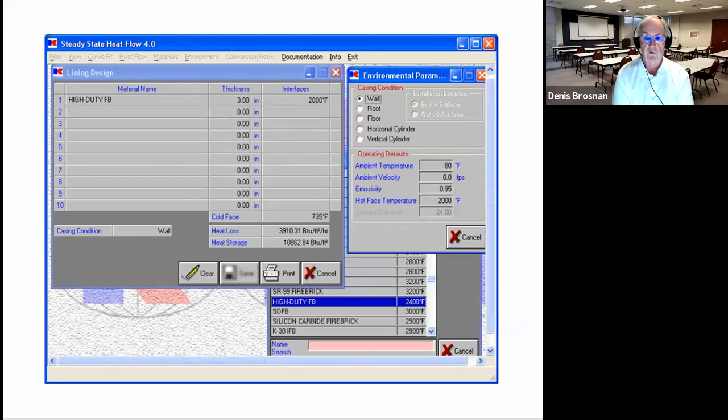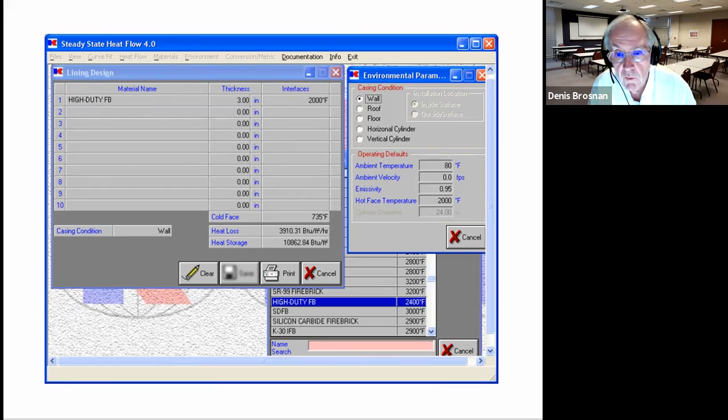Morgan Thermal Ceramics, to my knowledge, doesn't make high-duty fire brick. There's no data in the database, so I had to add that data. They have an ability to let you add material of your own choosing into that database. So you've got to have thermal conductivity versus temperature data in order to do that. I'm going to ask you to do a homework problem today where I supply you the data and ask you to do that.